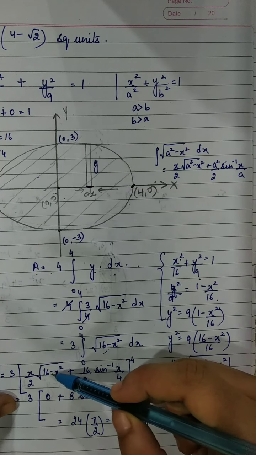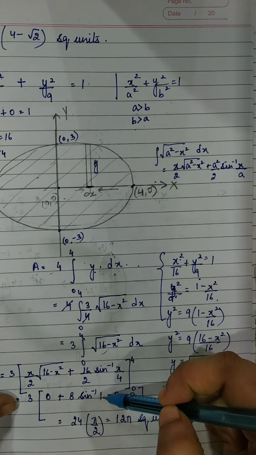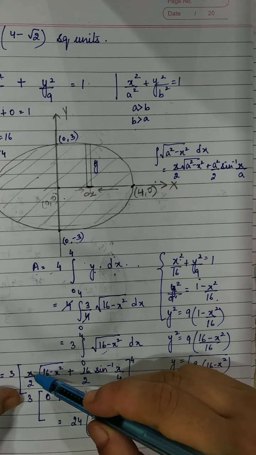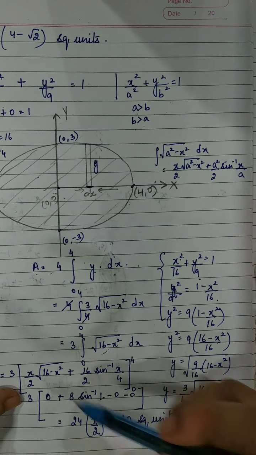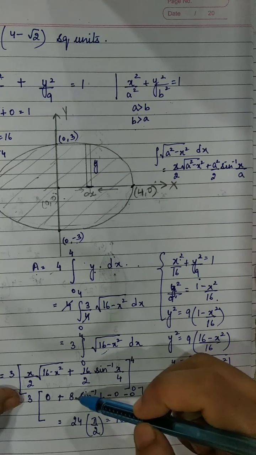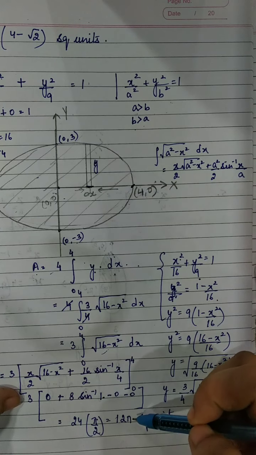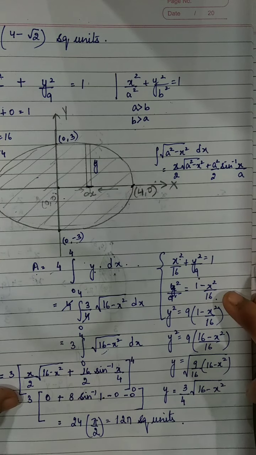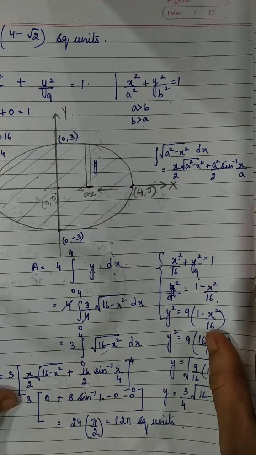Here I get 0 plus this is 8 times sine inverse 4 upon 4, which is 1, minus, replacing x with 0, this term becomes 0, this also becomes 0. So we have 3 times 8, which is 24, and sine inverse 1 is pi by 2. So 12 pi square units is the answer for this given question.